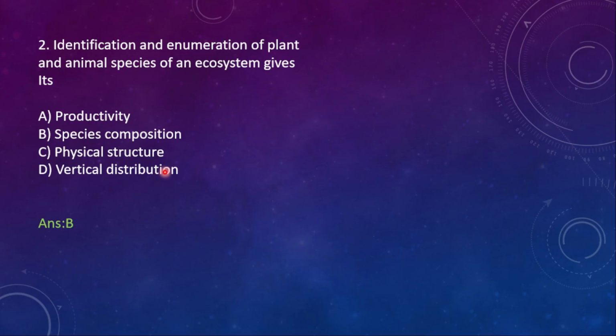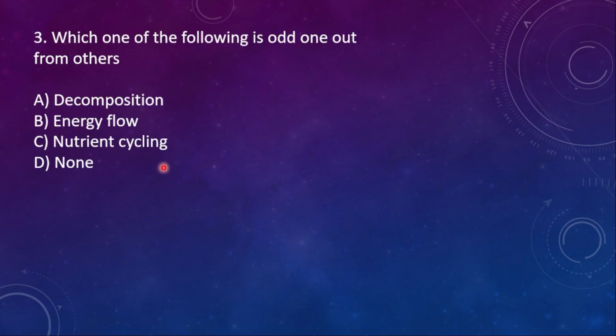Next question, that is the third question: which one of the following is the odd one out from the others? A. decomposition, B. energy flow, C. nutrient cycling, and D. none. So here option D is correct. None of them is the odd one.